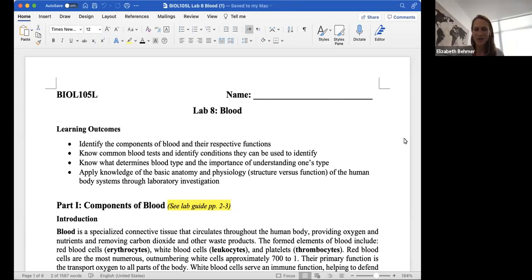Human biology students, we're in lab 8, which is blood. And for this week, you have a worksheet to do again by Sunday, as well as last week's quiz.